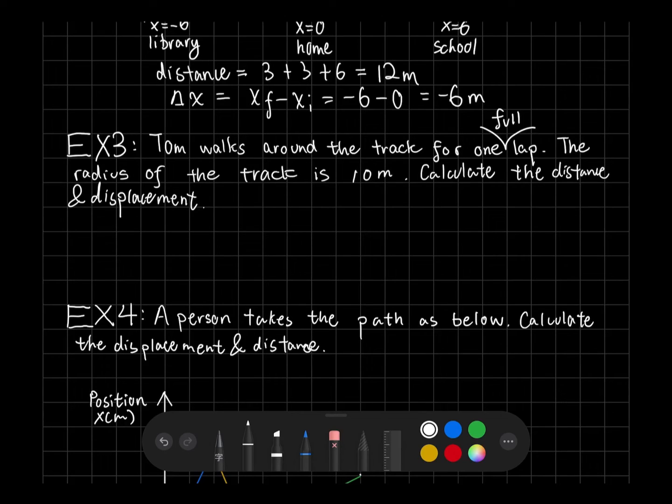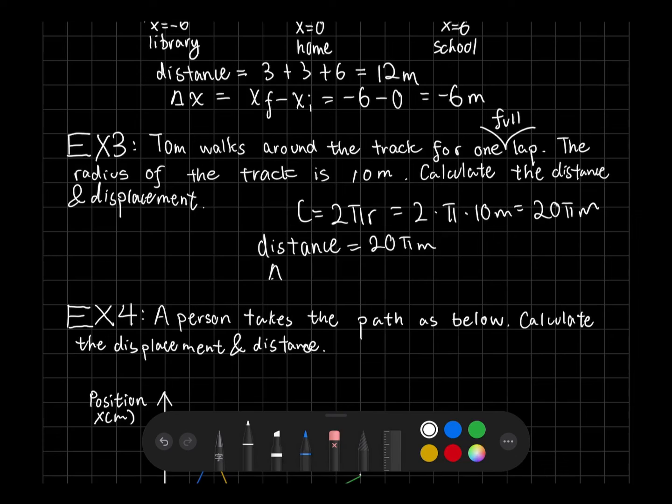Okay, so this one is interesting. Tom walks around the track for 1 full lap. The radius of the track is 10 meters. Calculate the distance and displacement. So the circumference is equal to 2 pi r, and then 2 times pi times 10 meters, which gives us 20 pi meters. That is the distance because it's the path that he traveled.